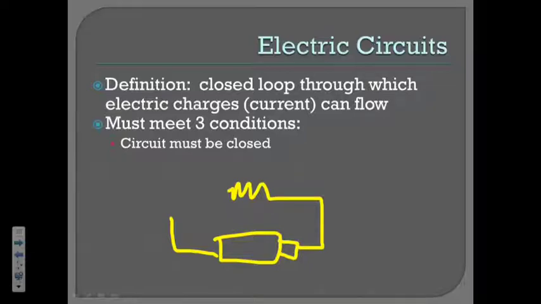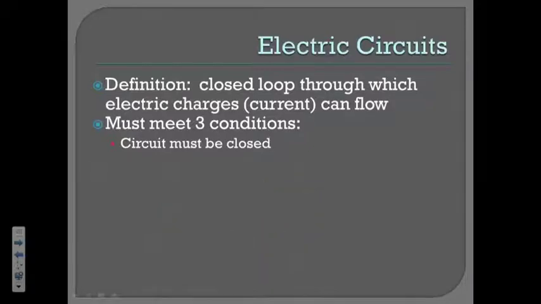The circuit has to be closed for any sort of electron flow to happen. So let's look here. Let's try to close the circuit. So there we go. It looks like the circuit's closed now, although it looks ugly. But the circuit's still closed, so now electrons can flow through it once again. So that's the first criteria that you must follow for circuits to work.